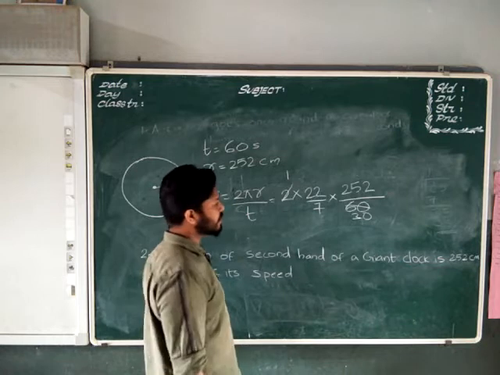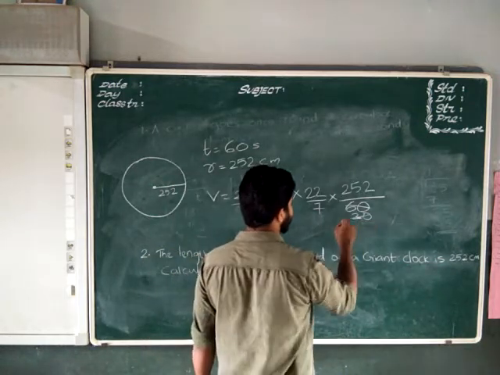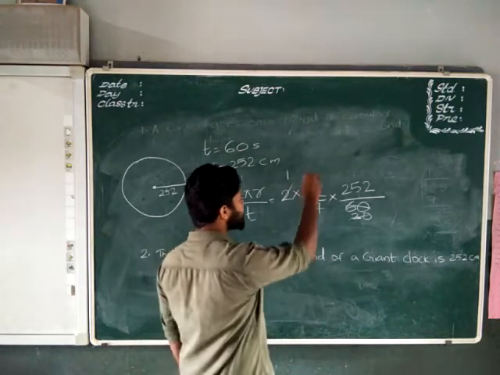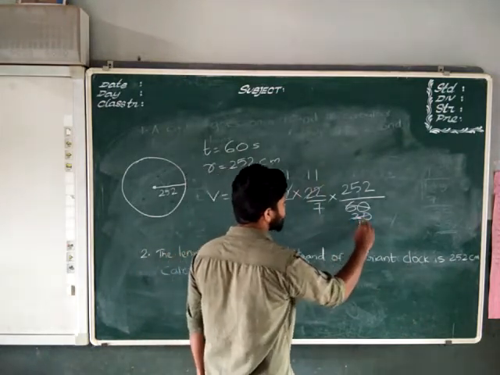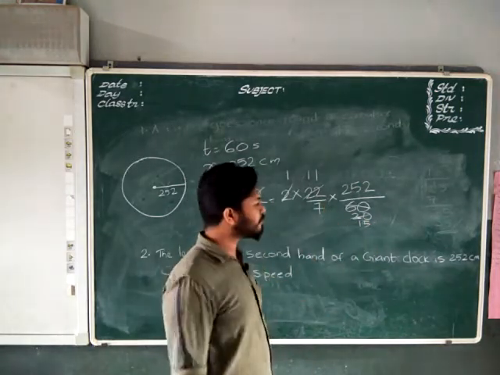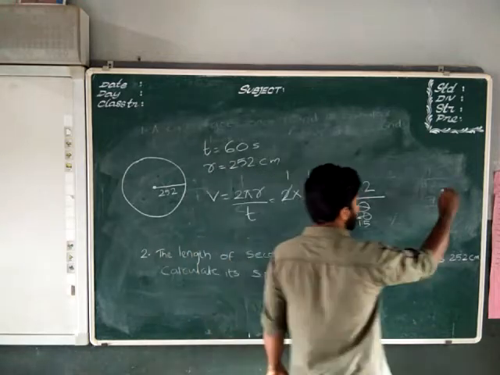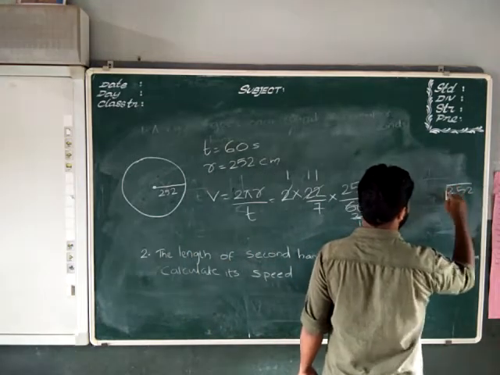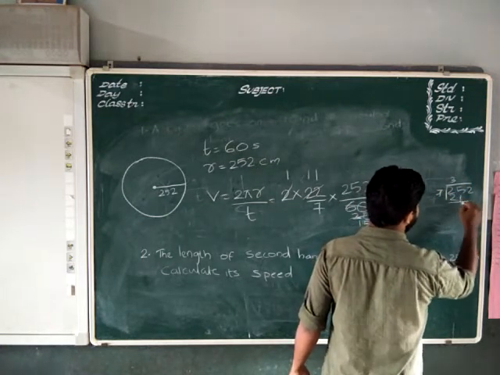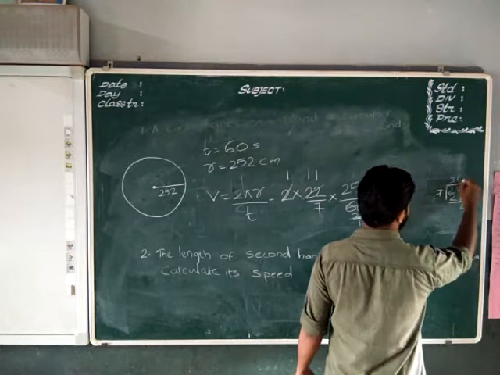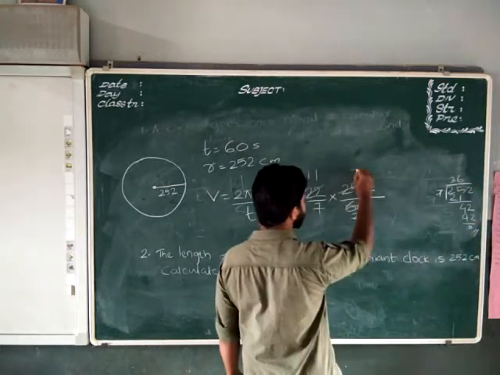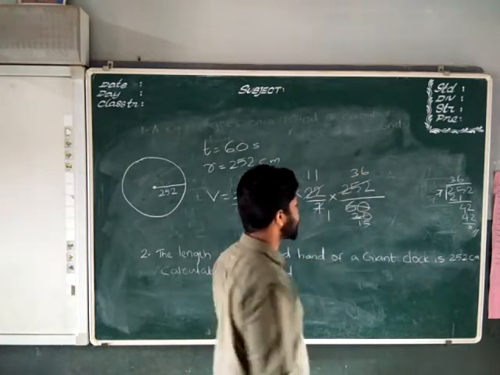Now can we cancel again? Yes, one more cancellation is here. 30 and 22 can be cancelled. It becomes 11 here and 15 here. Now let's check, can we cancel 252 and 7? 252 divided by 7: 3 7s give 21, then 6 into 7 gives 42, right? So it is 36 here, and 1 here.